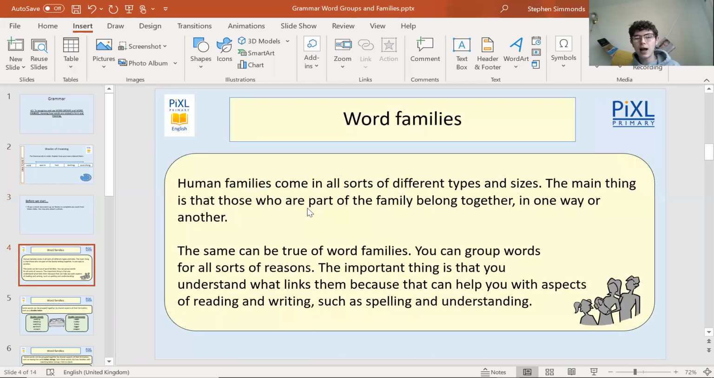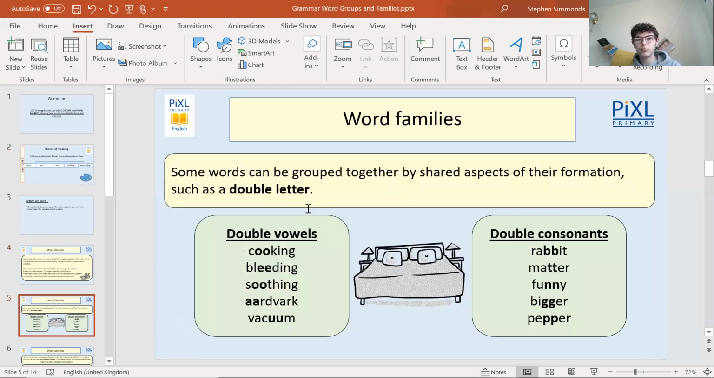So, word families. Human families come in all sorts of different types and sizes, as we know. But the main thing is that those who are part of the family belong together in one way or another. And the same can be true of word families. You can group words for all sorts of reasons, but the important thing is that you understand what links them, because that can help you with aspects of reading and writing, such as spelling and understanding. So word families can be important.